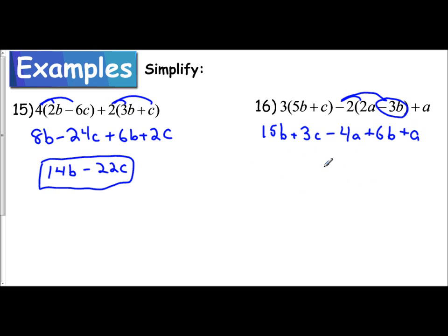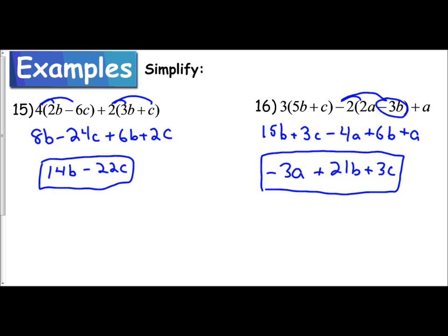Same idea, combine like terms. Remember, variables go in alphabetical order, so negative 4a plus a is negative 3a. 15b plus 6b is 21b. And the 3c is all by itself, so our final answer is negative 3a plus 21b plus 3c. And that is the distributive property with combining like terms.